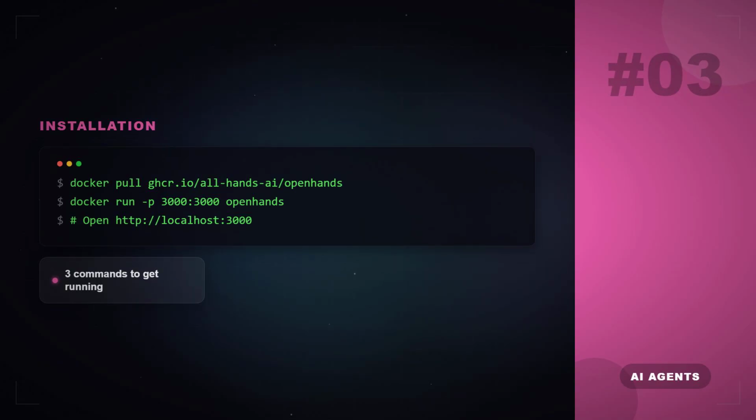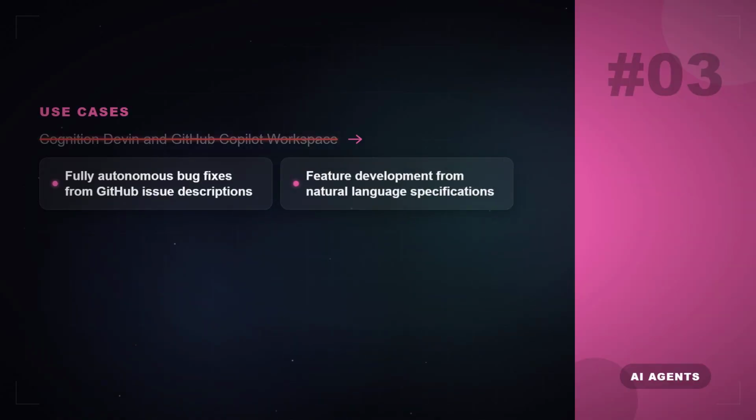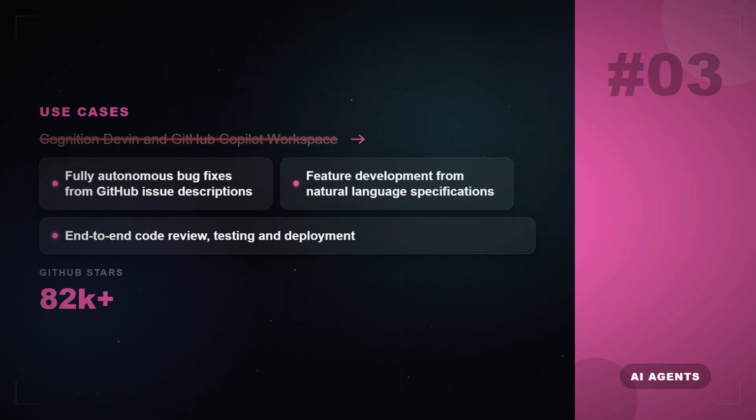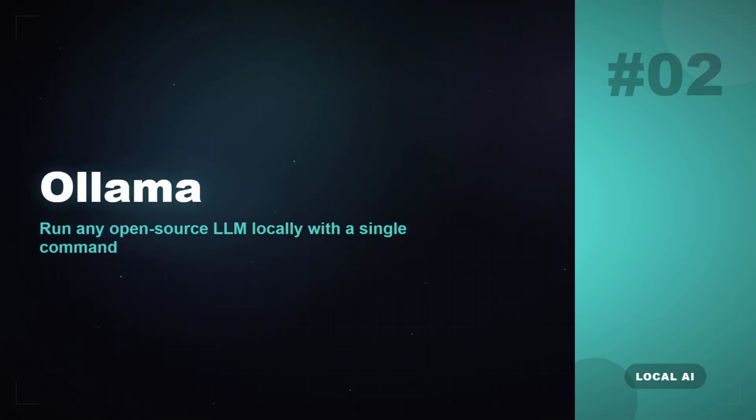It replaces Cognition Devin and GitHub Copilot Workspace. Give it a GitHub issue and it autonomously produces a fix. Describe a feature in natural language and it builds it end-to-end. Automated code review, testing, and deployment in one agent. 82,000 stars, the leading open-source alternative to Devin. Number 2.